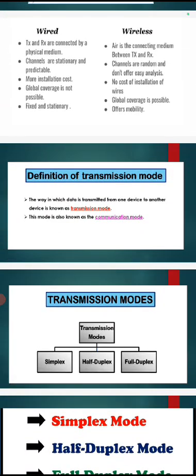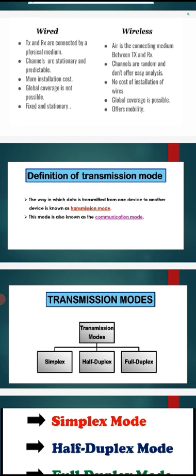So let's see the difference between wired and wireless communications. In wired communication, the transmitter and receiver are connected by a physical medium. In wireless communication, air acts as the medium between the transmitter and receiver. In wired communication, channels are stationary and predictable. In wireless, the channels are random and do not offer easy analysis.